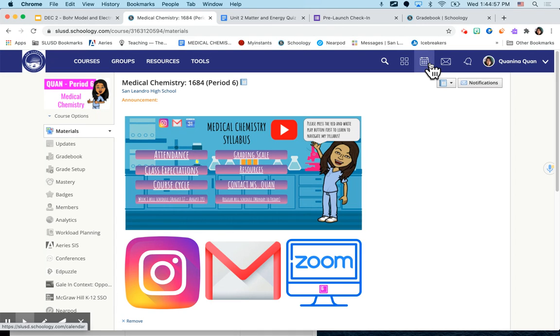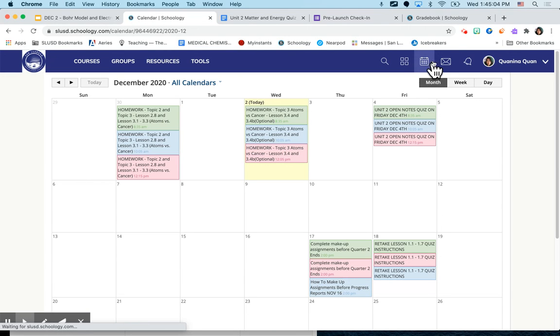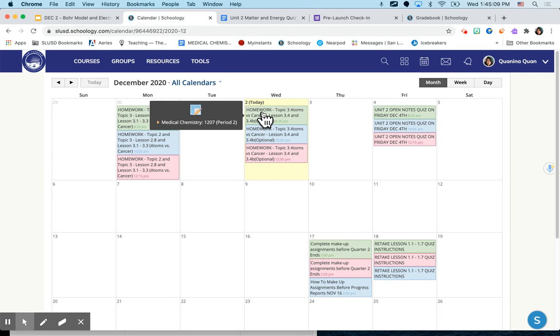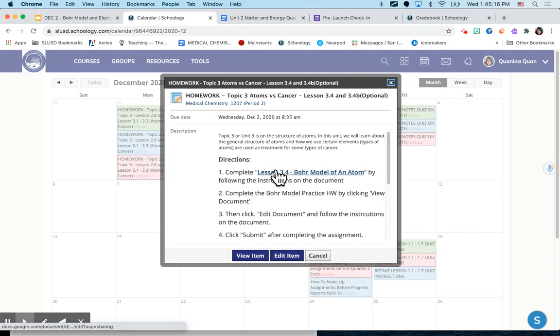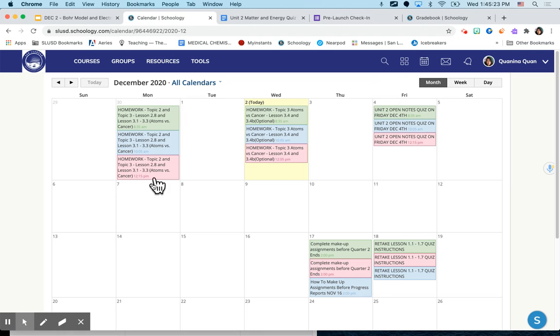I think the fastest way is to click on the calendar up here or go through your grades, but I don't want to show other people's grades, so I'm just going to click on the calendar. The homework due today was lesson 3.4. If I click on this, the link to lesson 3.4 is in step number 1. This is true for all of your homework. Anytime you're missing homework, it's linked in the calendar for your other classes too.